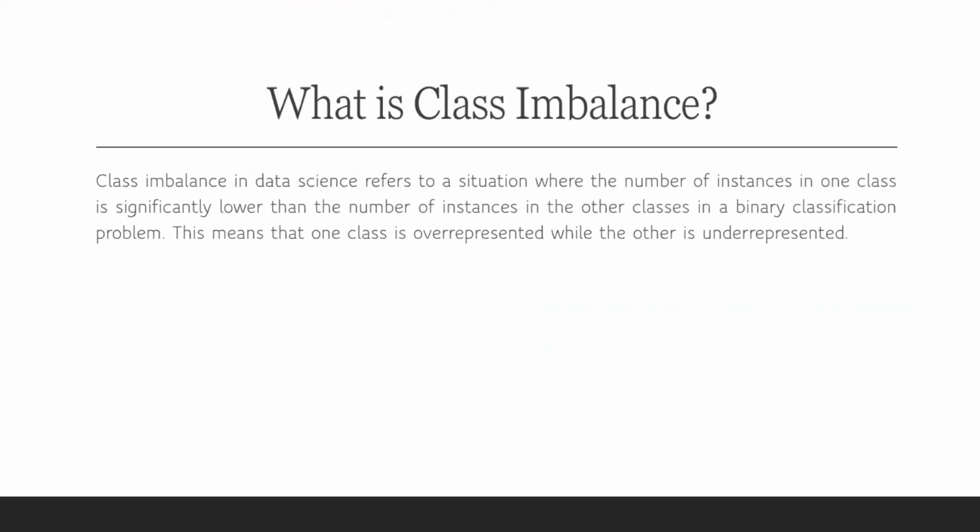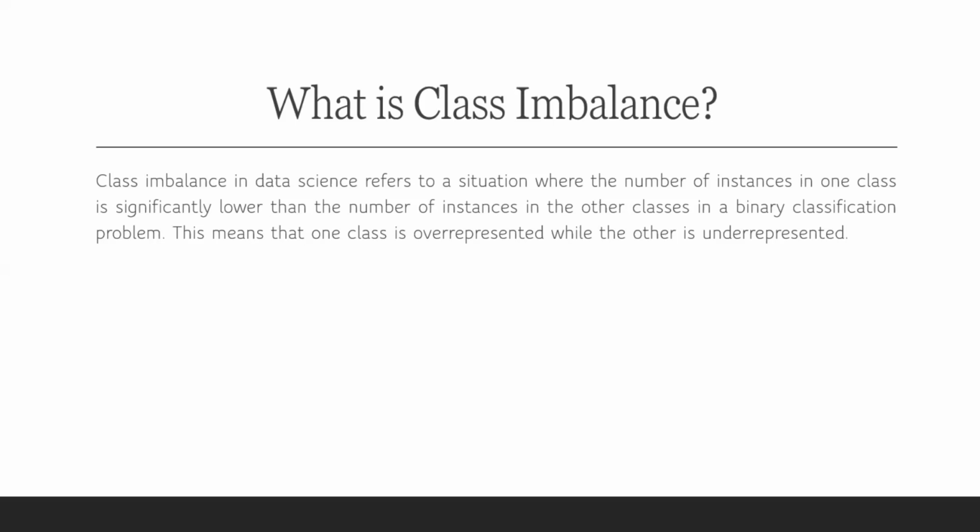So what is class imbalance? Class imbalance in data science refers to a situation where the number of instances in one class is significantly lower than the number of instances in the other classes in a binary classification problem. This means that one class is overrepresented while the other is underrepresented.